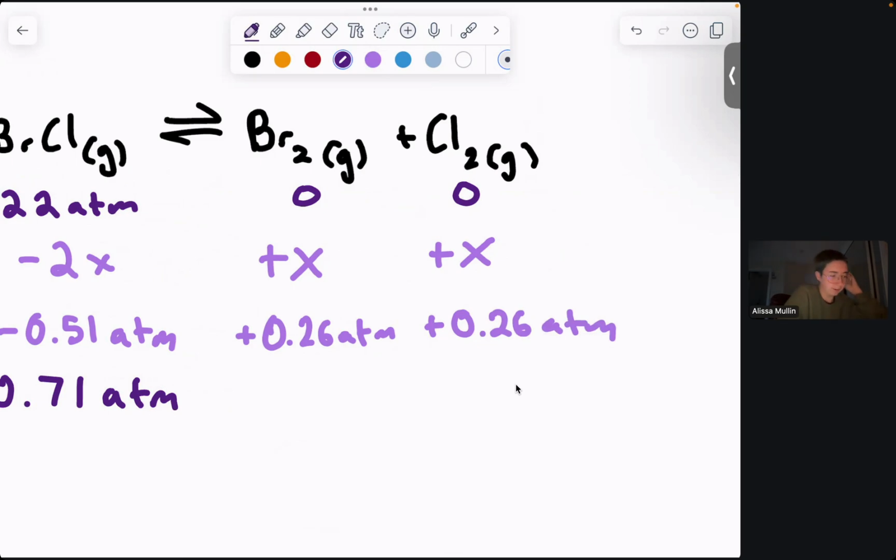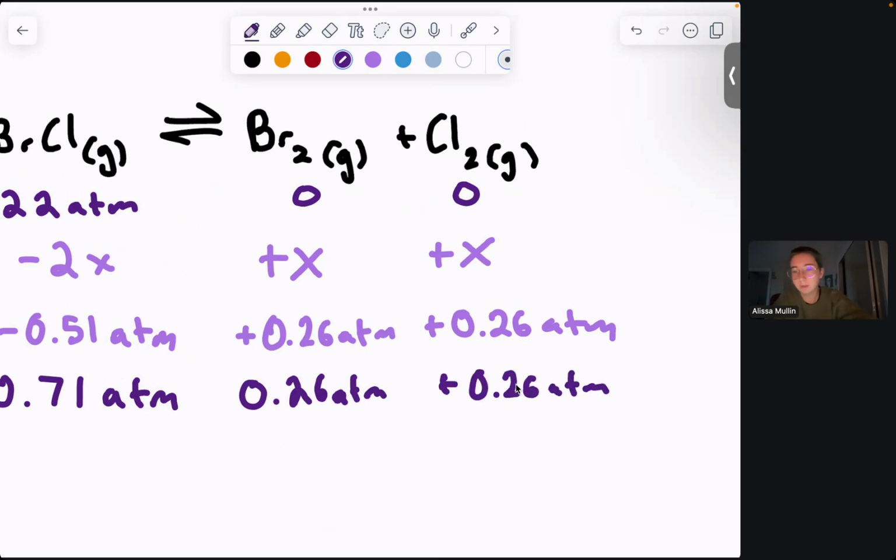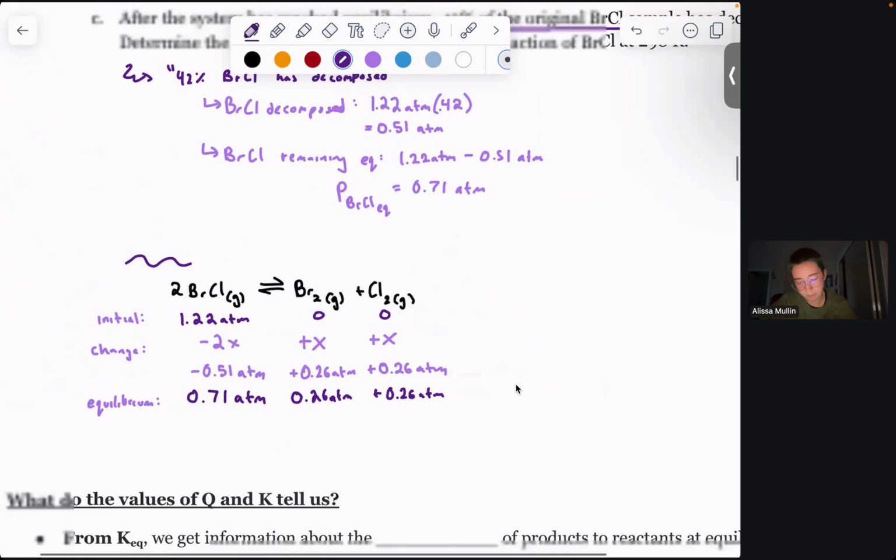So I can know that my final equilibrium pressures of both of these, 0 plus 0.26 is 0.26. All right. Cool. So again, maybe you could have done that a different way, but that's how I would organize my thoughts if I was not quite sure what to do with this problem.